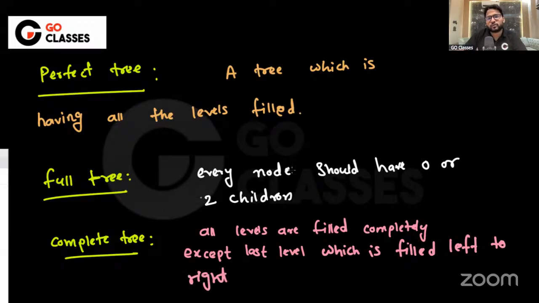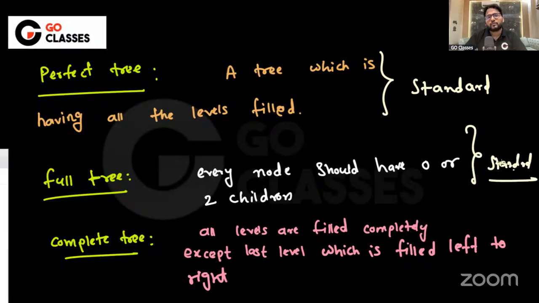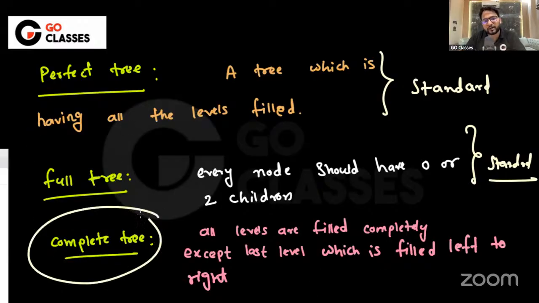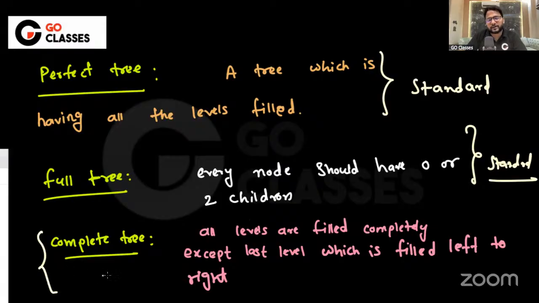Now, these two definitions are standard definitions, which means that everyone is using them. This is a standard definition. This is also a standard definition. But sometimes when they write complete tree, they actually mean perfect tree, that all levels are completely filled. But that's fine, you don't need to worry about it. They will give in the question what they mean by complete tree. The definition is sometimes author dependent.